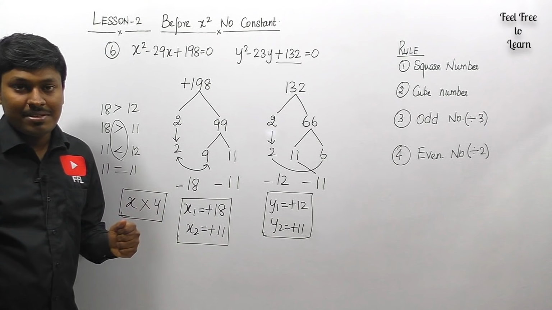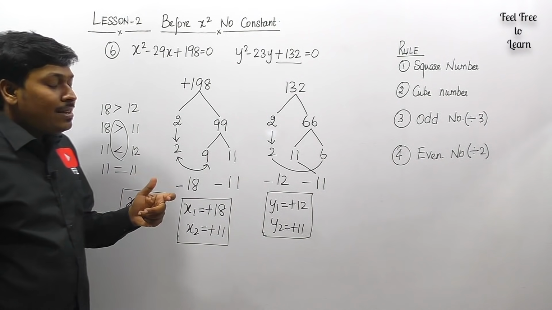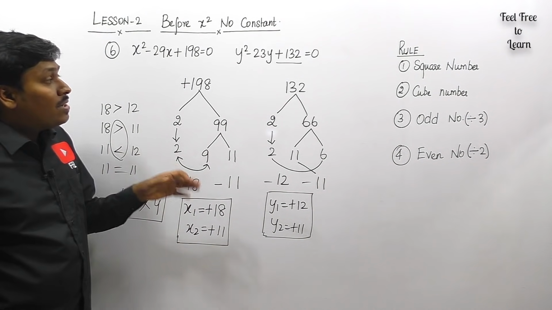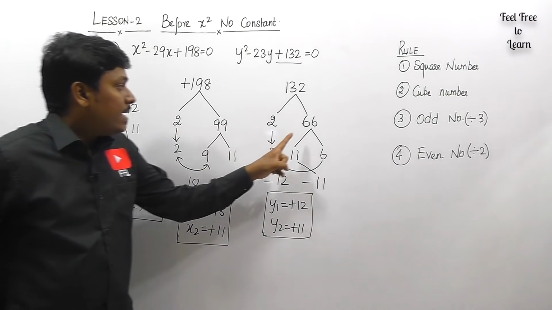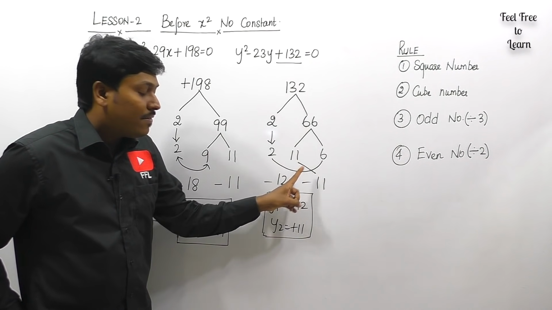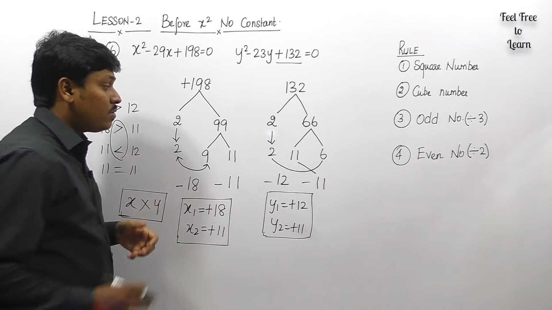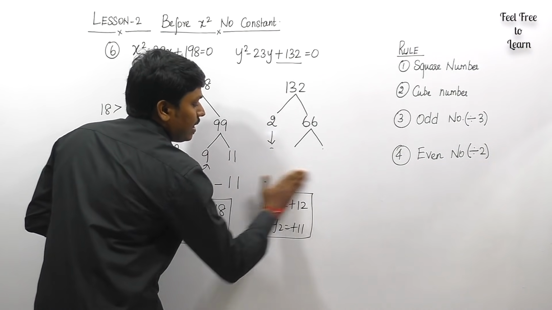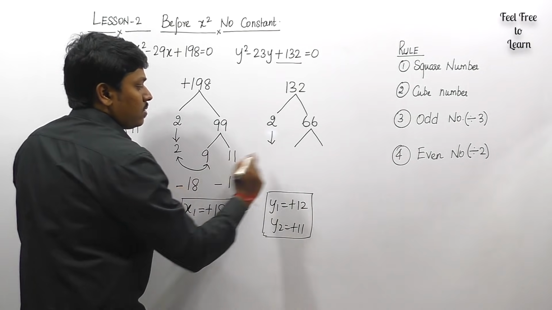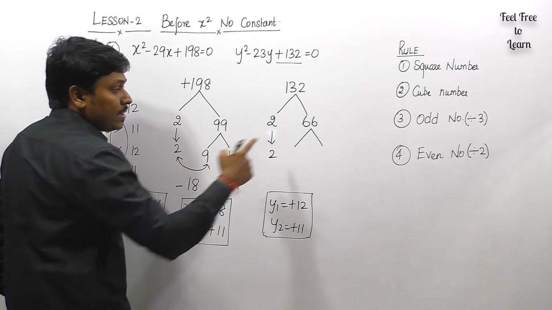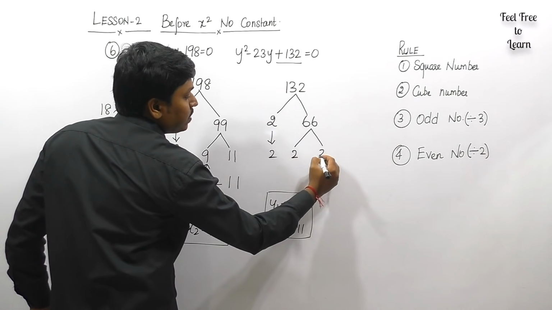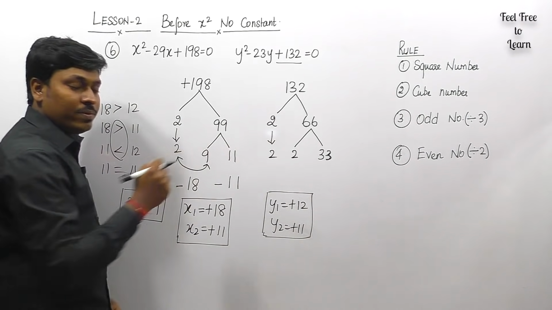And the main thing is, some students used to ask a doubt, listen carefully. Here I have written the 66 as 11 into 6, right? Why am I able to write like this? Just bring this 2 to the denominator. This 66 can be written as 2 into 33, because 33 into 2 will be 66.